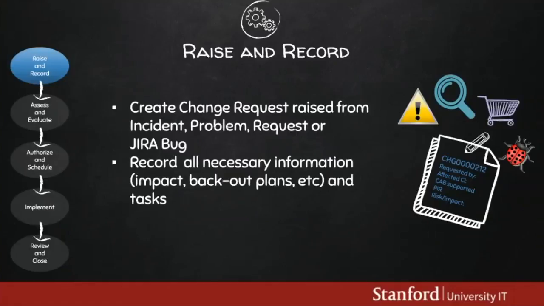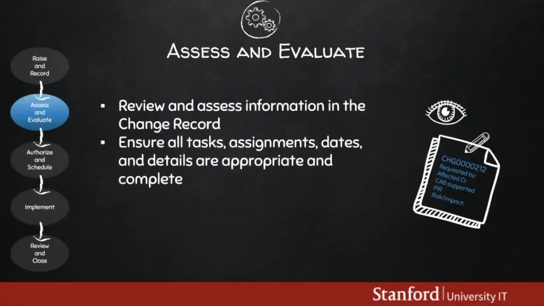And after you've created that change request, it goes off for the assessment and evaluation. And this is where the assessor comes into play. They're reviewing and assessing all of the information in that change record. They're also making any updates if there's a different CI that needs to be added or different dates. They're making sure that all of that information is correct and ensuring all the tasks are there and all the appropriate information is included.